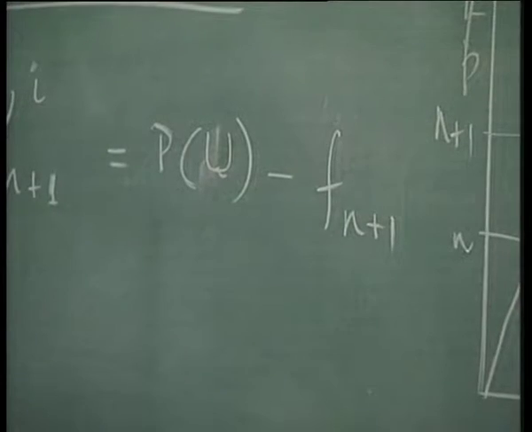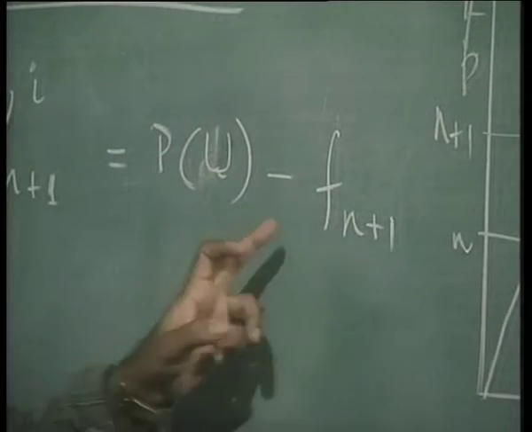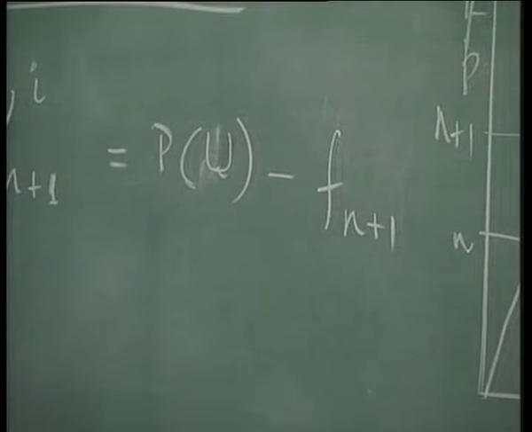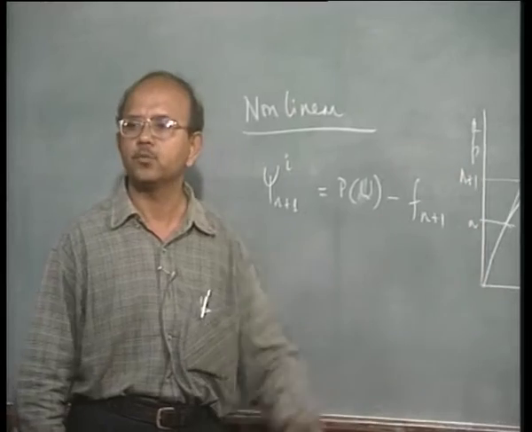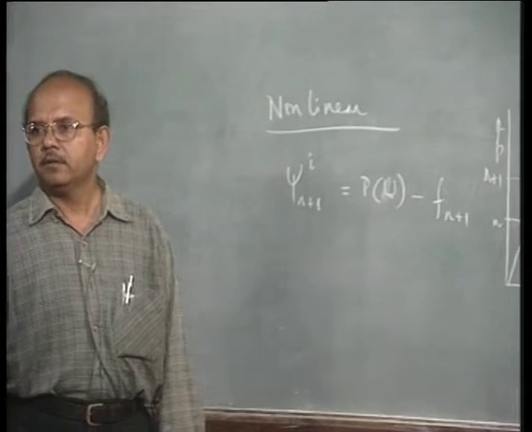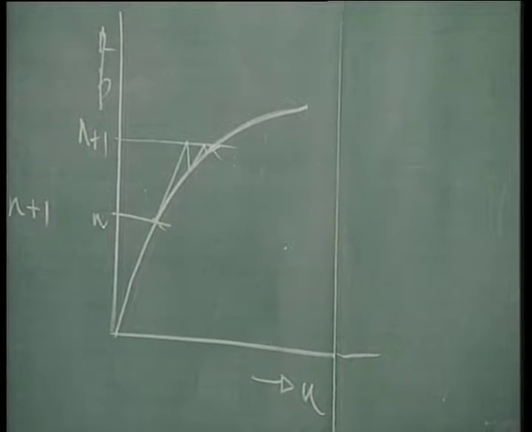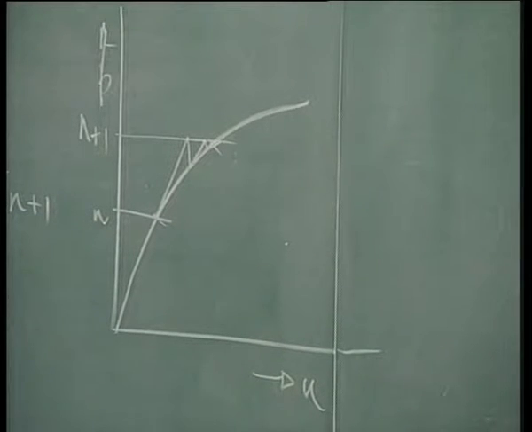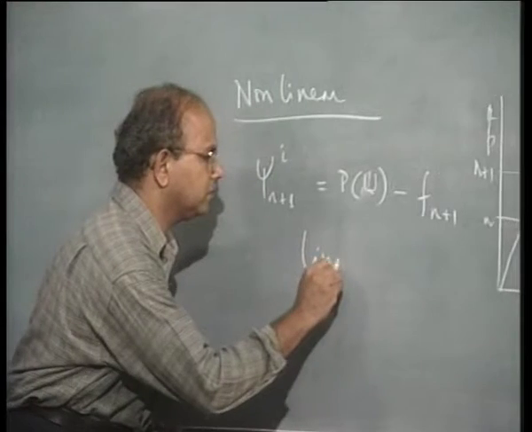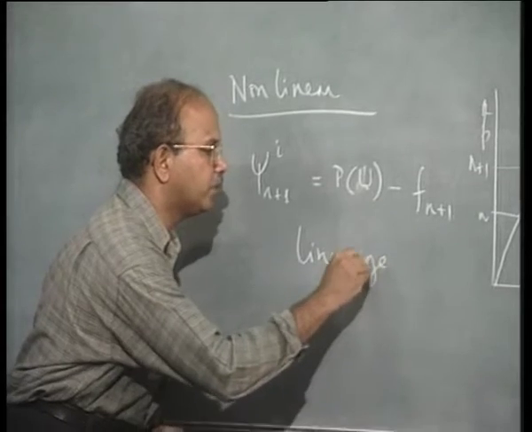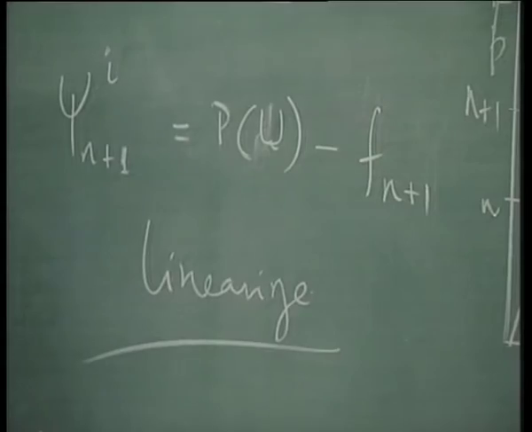Okay, B transpose sigma dV minus F. What is F? F is the load that is applied, right? So this is Fn, Fn plus 1, right? Now what I am going to do is I am going to linearize, note the word. This is one of the most famous words in nonlinear finite element, linearization.